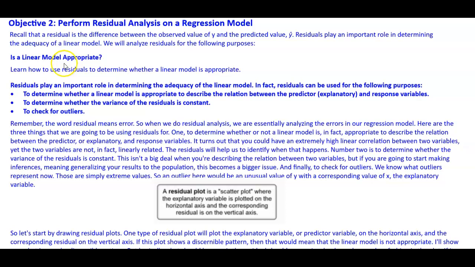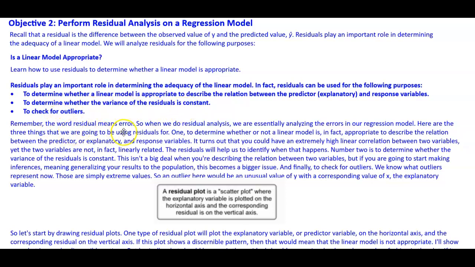Is a linear model appropriate? We want to learn how to use residuals to determine whether a linear model is appropriate. Again, residuals play an important role in determining the adequacy of the linear model. In fact, residuals can be used for the following purposes. To determine whether a linear model is appropriate to describe the relation between the predictor, the explanatory, and response variables. To determine whether the variance of the residuals is constant, and to check for outliers.